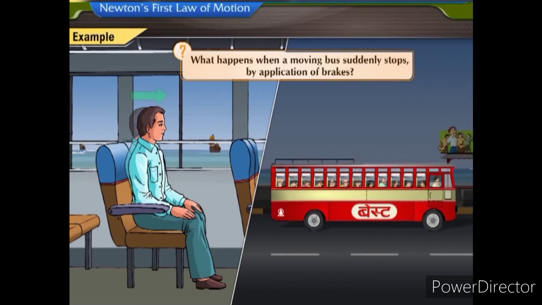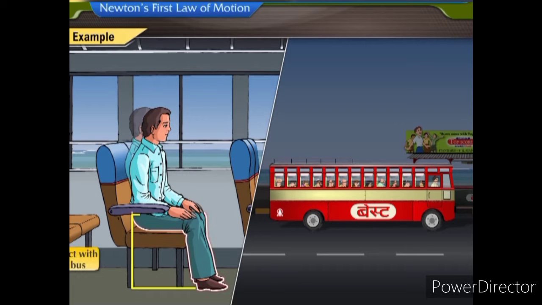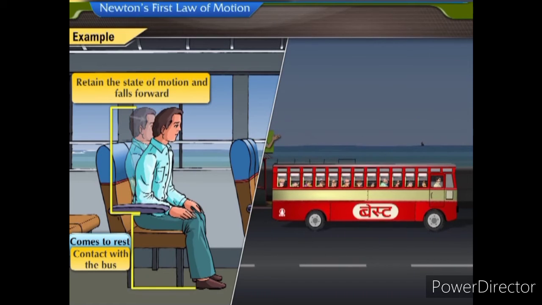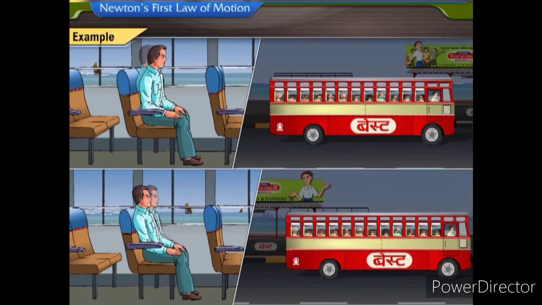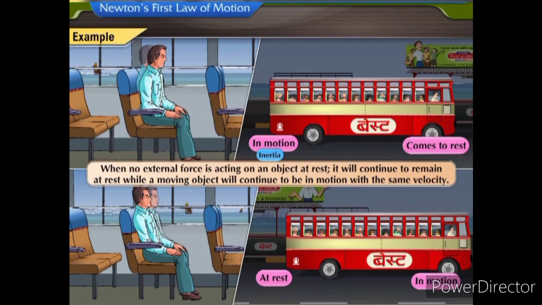What happens when a moving bus suddenly stops by application of brakes? When brakes are applied, the bus stops, and the lower portion of our body, which is in contact with the bus, also comes to rest. But the upper portion tries to retain the state of motion and falls forward. The tendency of a body to resist any change in state of rest or state of motion is called inertia. In the above examples, we have seen that when no external force is acting on an object at rest, it will continue to remain at rest, while a moving object will continue to be in motion with the same velocity.